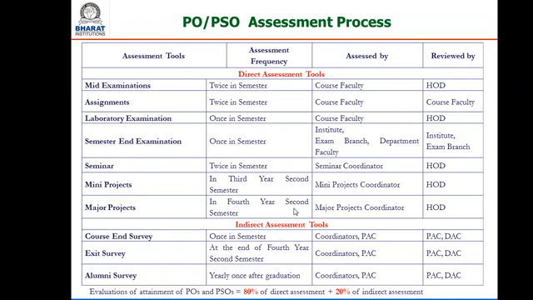Then for indirect assessment, the course end survey we will consider for every theory course. Then the exit survey and alumni survey are for every passed-out batch, the graduated batches, at the end of the fourth year, second semester. These feedbacks will be collected. So here our course is a theory course, so we will consider mid exam, assignments, end exam, and course end survey.